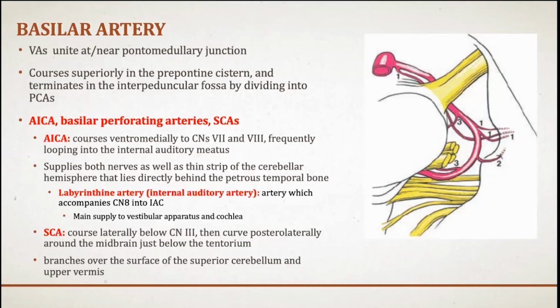And the AICA courses ventromedially to cranial nerves 7 and 8, and it loops in the IAC. So this is a nice axial image showing the AICA and the different branches off the AICA around cranial nerves 7 and 8. So these are your lower cranial nerves here, 9, 10, 11 coming up. And then these are the branches of the AICA that you see here.